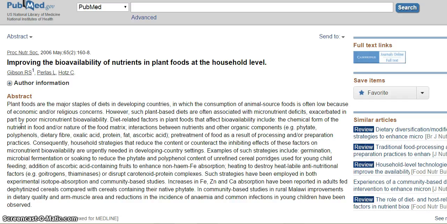Increases in iron, zinc, and calcium absorption have been reported in adults fed dephytinized cereals compared to the cereal containing their native phytate. In community-based studies in rural Malawi, improvements in dietary quality and arm muscle area, and reduction of incidence of anemia and common infections in young children have been observed.